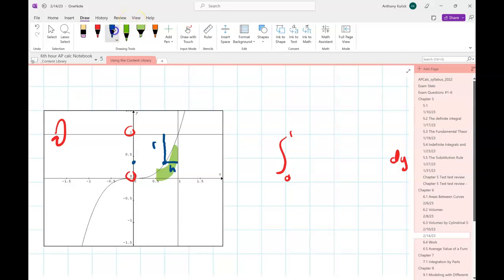So let's figure out what r and h are then. We know that this distance is 1. We know that this distance is y, so r is 1 minus y.